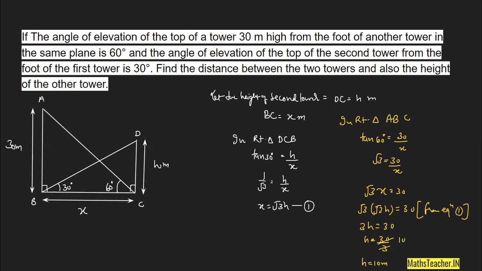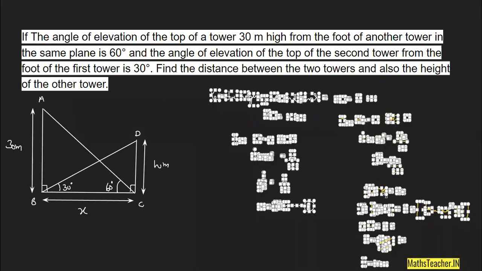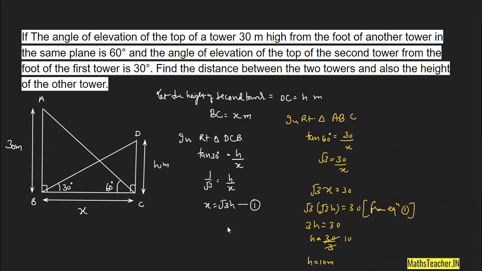If I put this value of h in equation number 1, we will also be able to get the value of x. So x is coming out to be, let me write down, just a minute. Let me make some space, don't worry. Okay, I have shifted it a little bit. So now we have some space. So I can write down, putting h equal to 10 meter in equation 1, x is equal to root 3 into h. h is actually 10. So x is 10 root 3 meter.